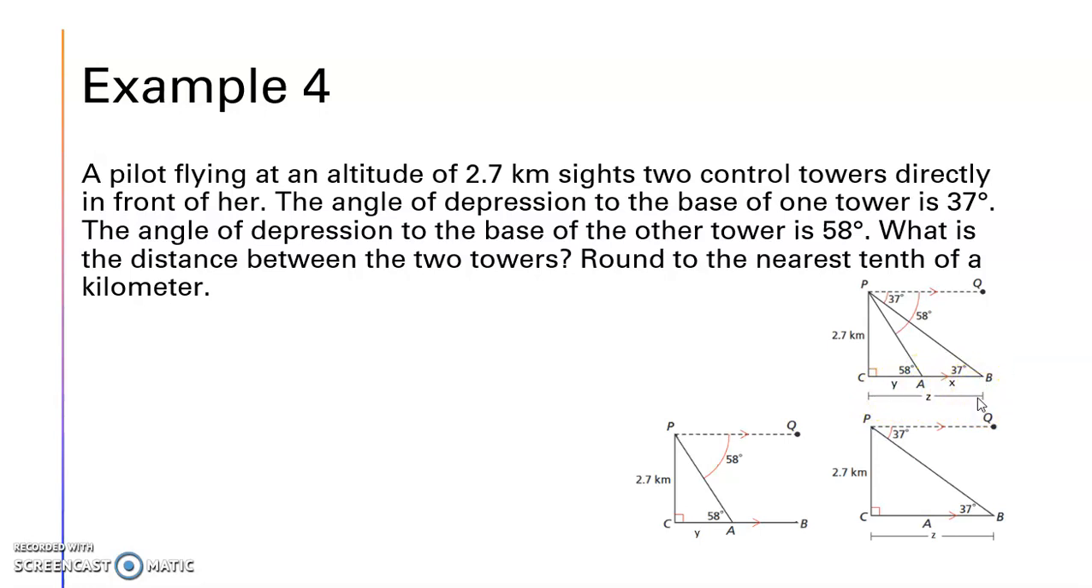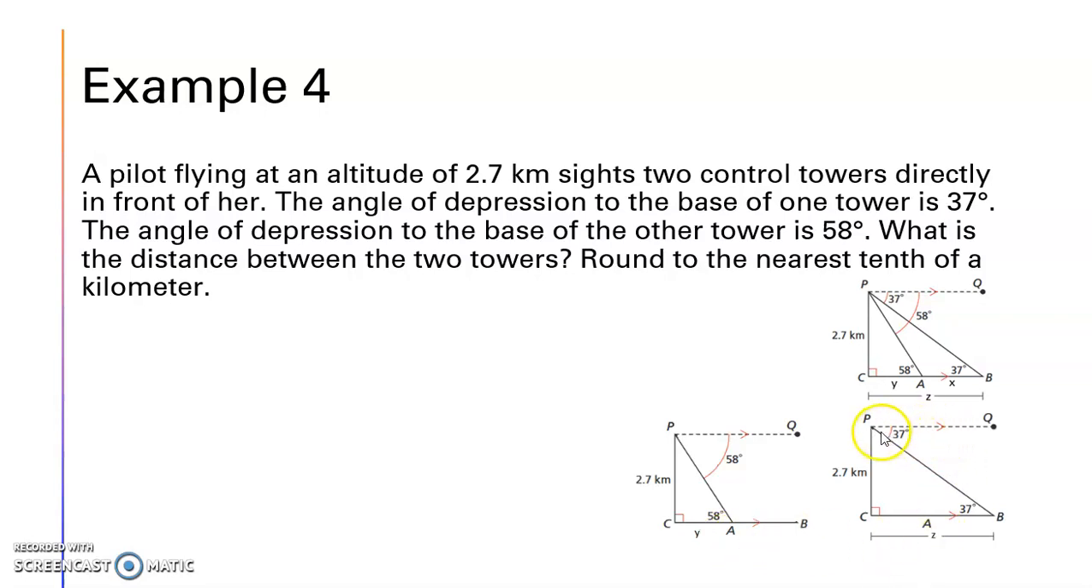So in my other diagrams, where I separated them, here I have the pilot. She's looking 58 degrees down to Tower A. Okay, and I brought the 58 degrees right here, and this is 2.7. And you can see that this is much simpler to look at than the one above it. So that's why I separated it out, because it's easier to look at and it's easier to figure out what to do.